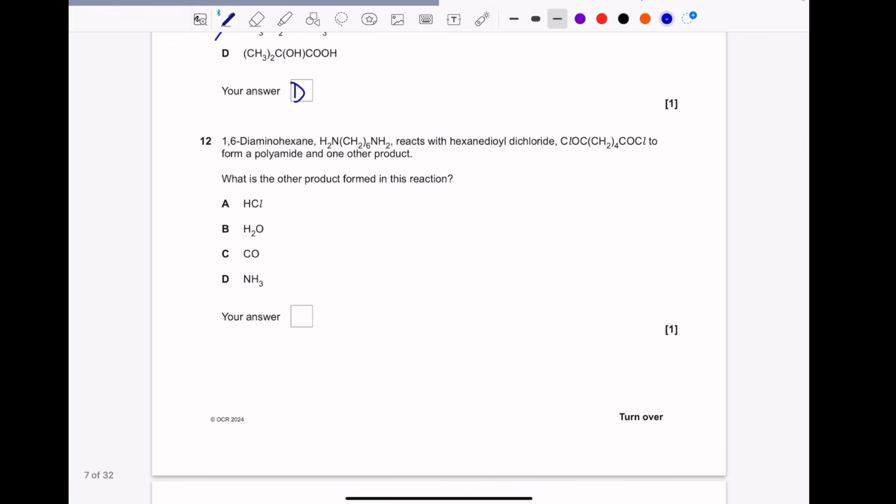Question 12 is 1,6-diaminohexane reacts with hexane diol dichloride to form a polyamide and one other product. What is the other product formed? Now, this reaction is a condensation reaction in which this hydrogen reacts with this chlorine, therefore making hydrochloric acid.